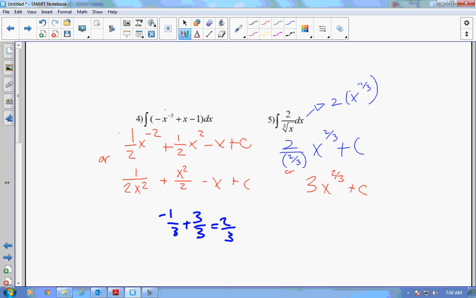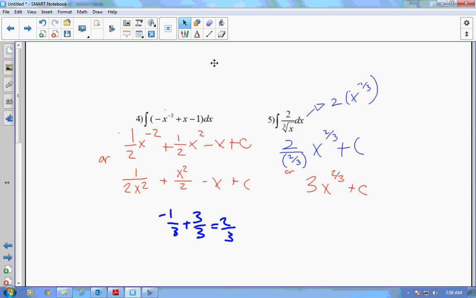Okay. Any questions on those? Don't forget that plus c. On which one? A negative on the exponent? Well, we're increasing by 1. When we moved this up, it became a negative 1/3, but we're increasing by 1, so we're adding 3 over 3, which makes a positive 2/3. Okay. Any other questions?